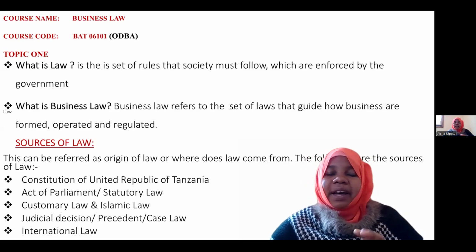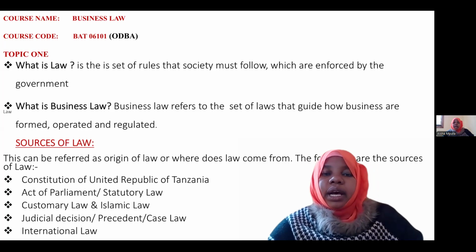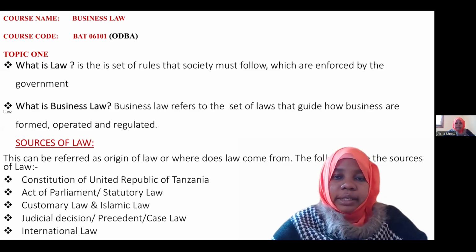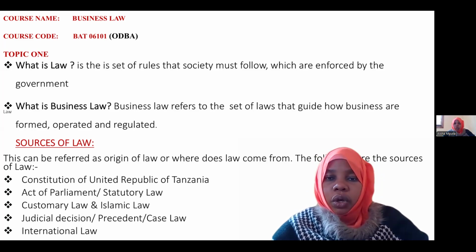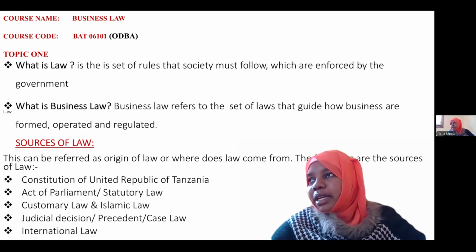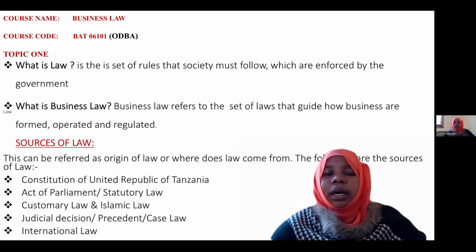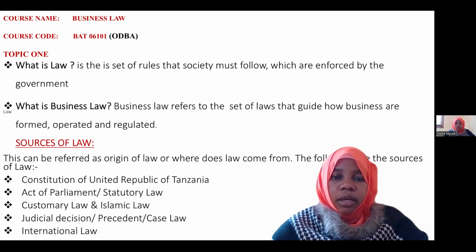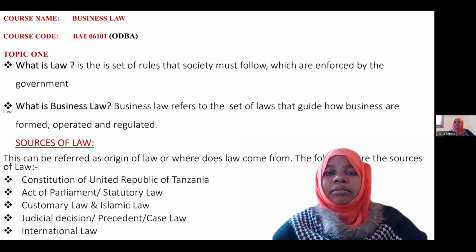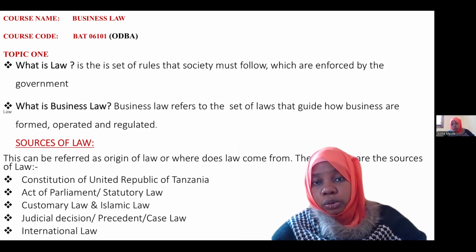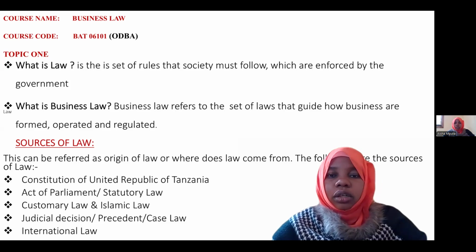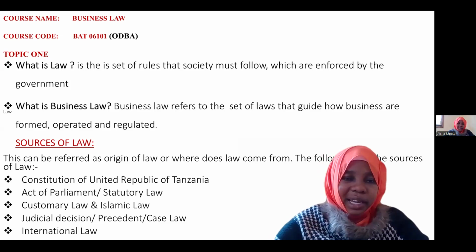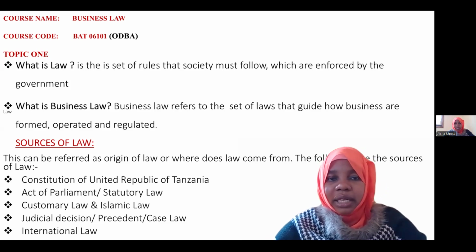A law can be defined as a set of rules or regulations that society must follow, which are enforced by the government. These rules or regulations are normally enforced by the government and particularly the executive. The law can be national, international, or to regulate some particular society only. So that is the meaning of law.